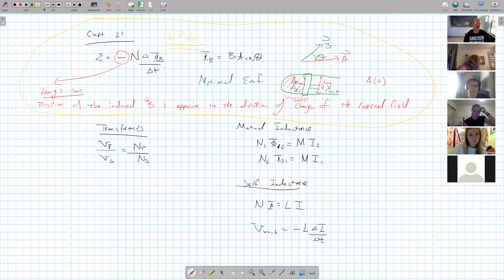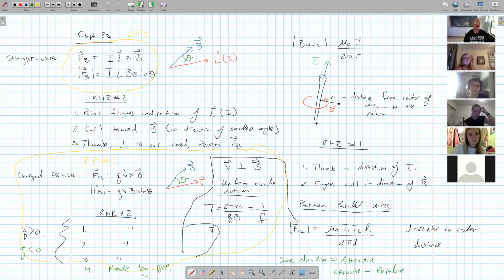Anywho, so all of that is included inside of these guys, right? So the force on straight wires. So that's also going to include the right-hand rule here as well. Okay. Good. So all that would be included in long problem number 2. Always okay?